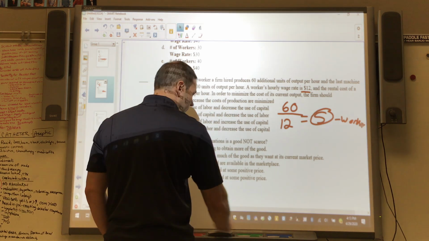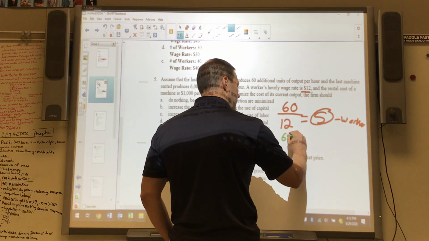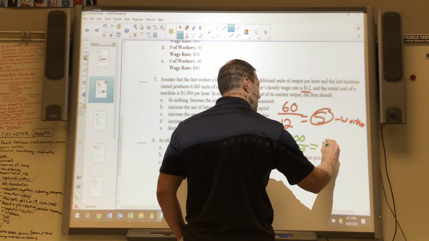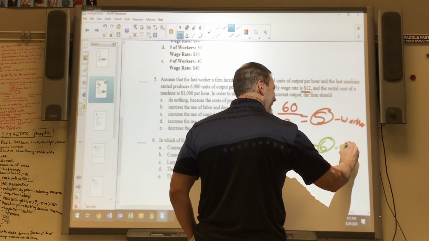And then for machines, the last machine produces 6,000 units, divided by the cost of the machine, which is 1,000, so 6 is the marginal product per dollar of capital.